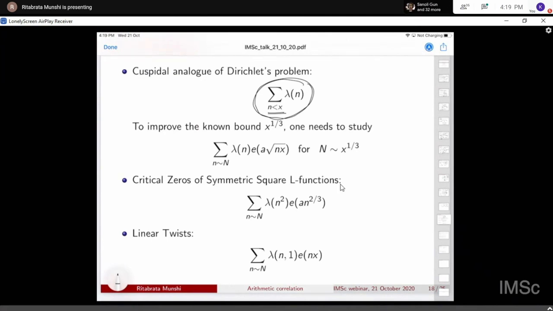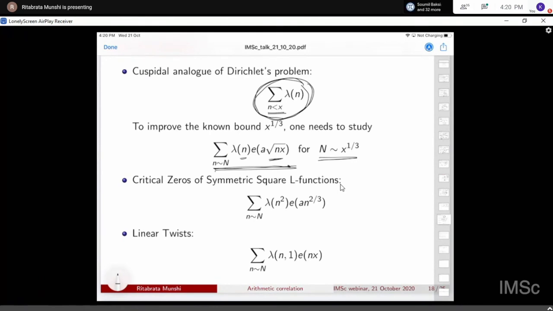And whatever you're not taking, we're counting them with 0. Okay, so that's the sharp cutoff thing. This is the analog of the Dirichlet divisor problem. And again, in this case of the Voronoi, you are left with analyzing sums of this type. This is called a nonlinear twist, like before. And here, this n will be of size x to the power 1/3.